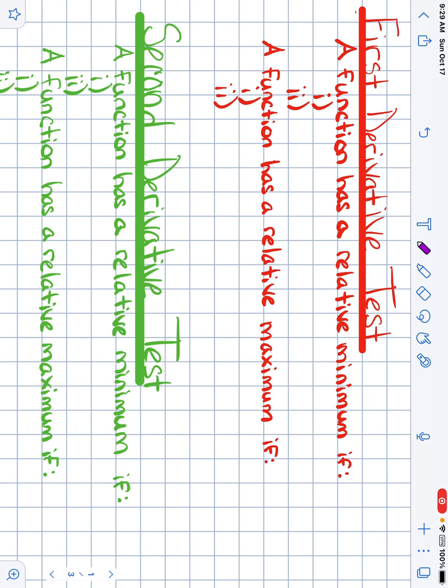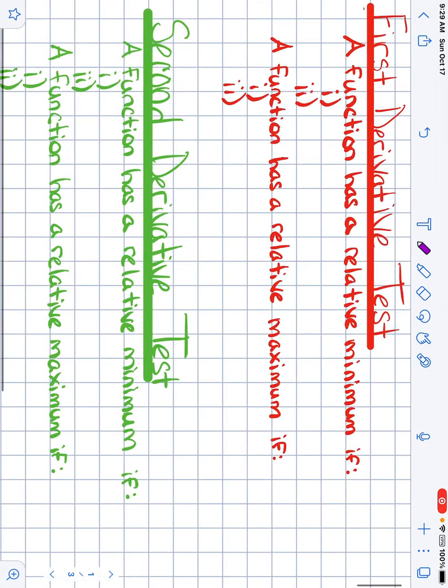So the first thing I want you to do is pause this video for a moment and fill in the blanks here. In the first derivative test, a function has a relative minimum if, and then there are two things that must be true. Similarly for a relative maximum, and then do the same thing for the second derivative test. Using the second derivative, what two things must be true for there to be a relative minimum, and what two things must be true for a relative maximum? So pause the video, see if you can fill those in, and come back.